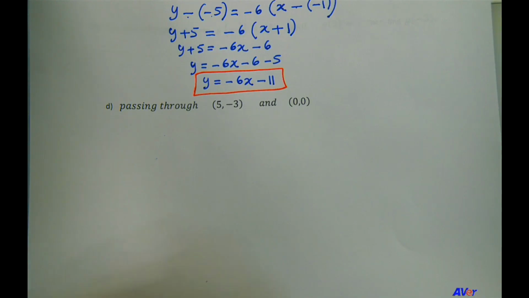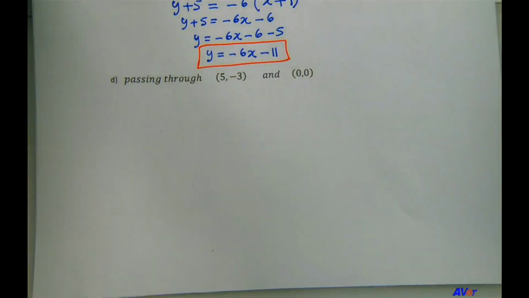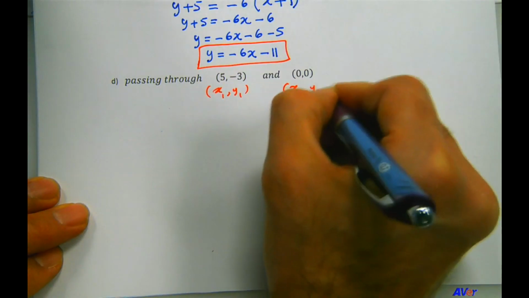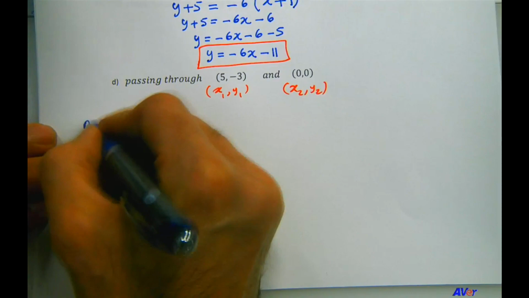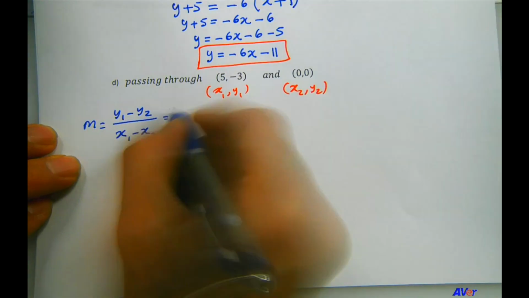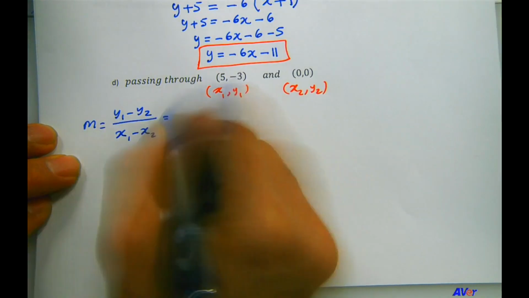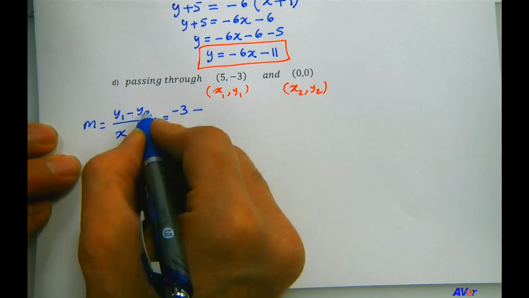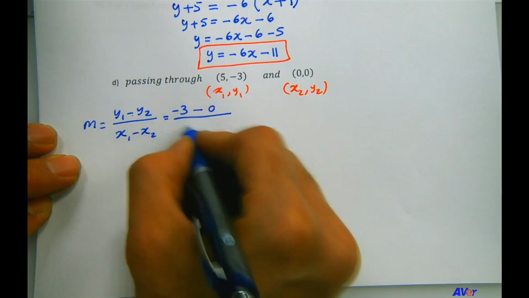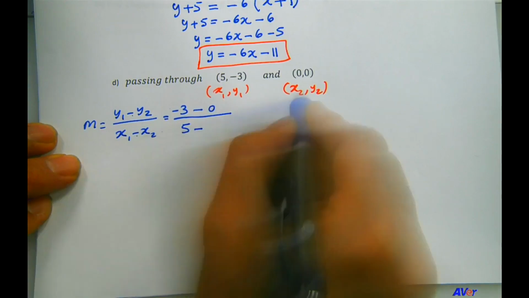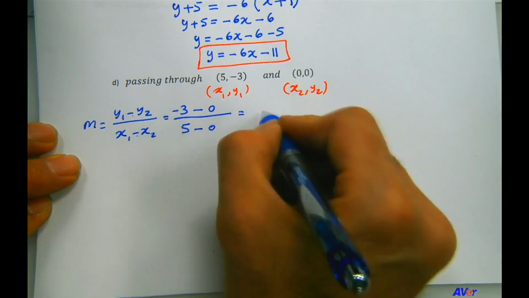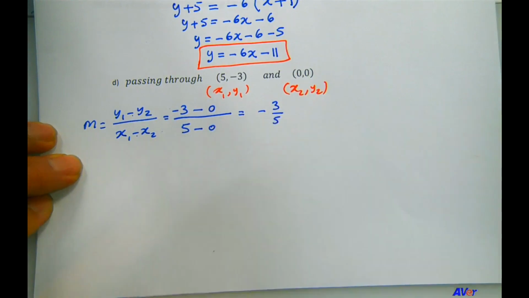Okay, so we have, once again, let's find the slope. I'm going to label these as x1 comma y1 and x2 comma y2. So the slope formula is y1 minus y2 over x1 minus x2. y1 is -3 minus y2, which is 0, divided by x1, which is 5, minus x2, which is 0. So we have -3 over 5 as the slope, right?